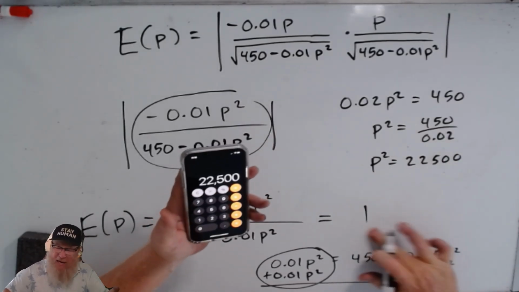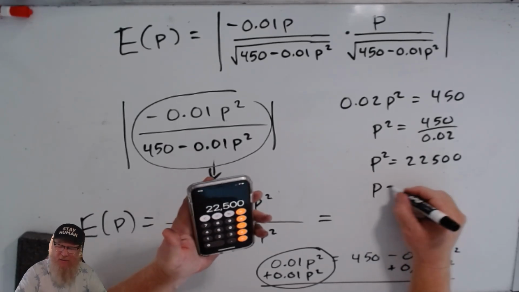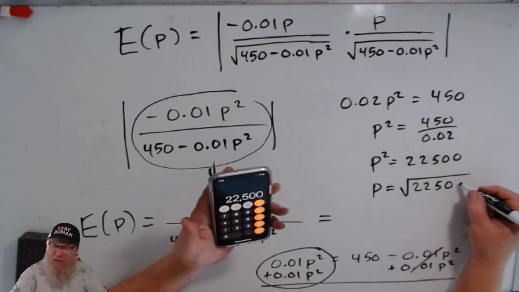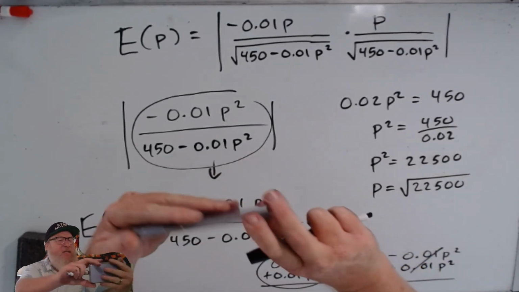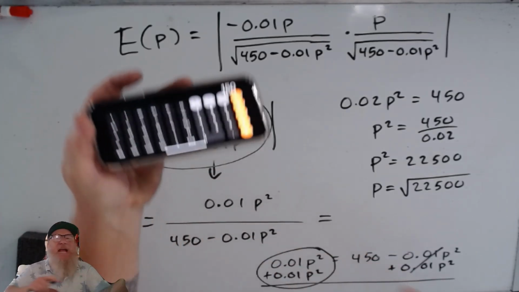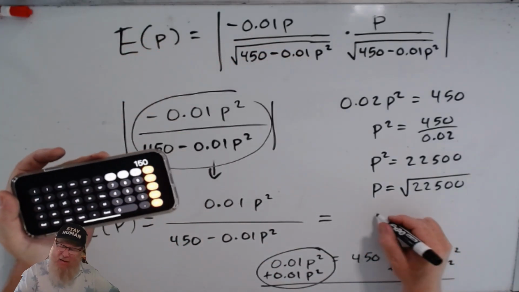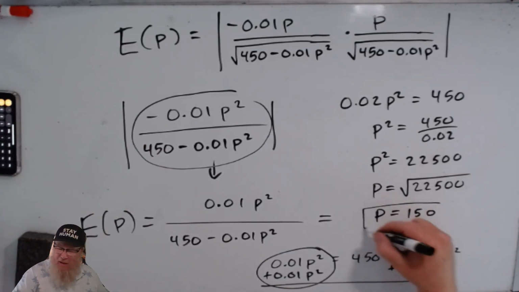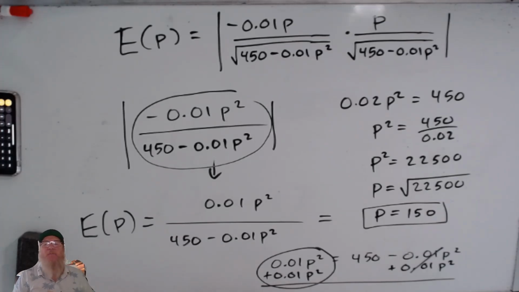22,500. If I planned this problem right, P is the square root of 22,500. Come on. Yeah! I love when that happens. We get a nice whole number. And I hope that happens to you when you do this problem as well.